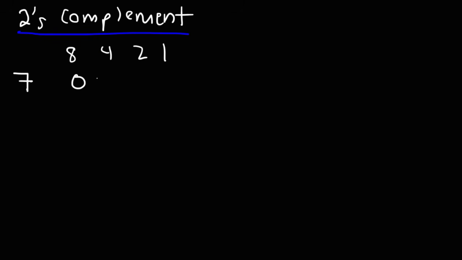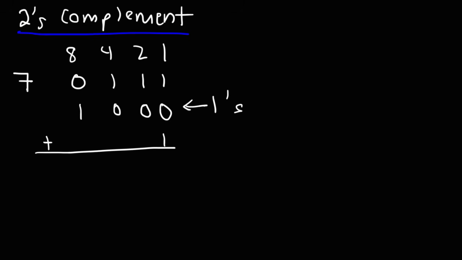So 7 is 0, 1, 1, 1. Now, what we need to do is find the 1's complement first. So every 1 that we see, we're going to replace it with a 0, and every 0 that we see, we're going to replace it with 1. Now, our next step is to add 1. That will give us the 2's complement.